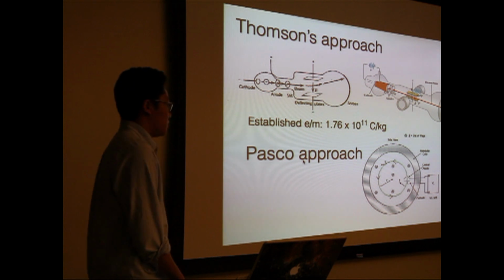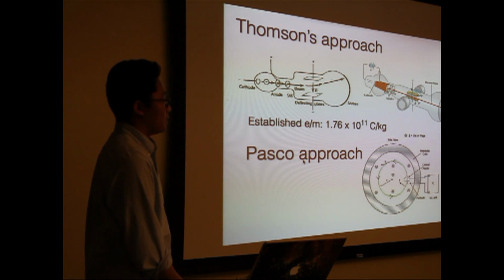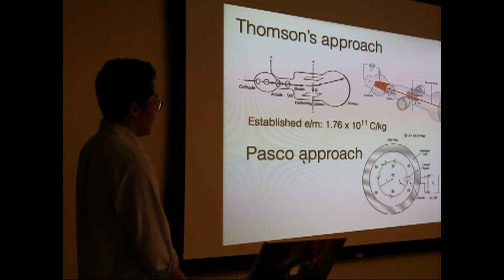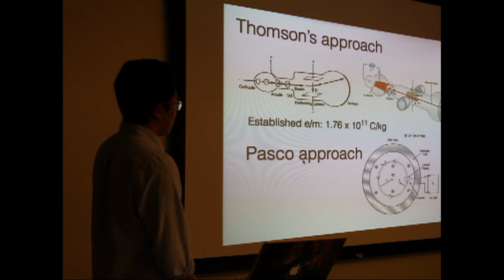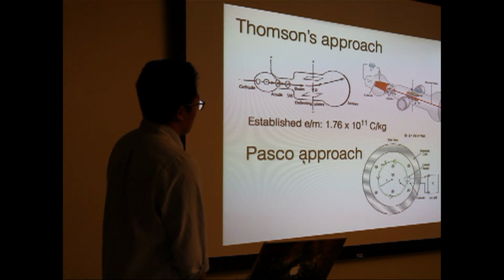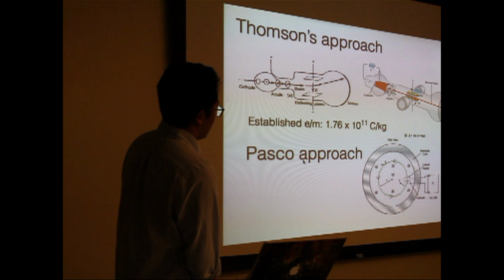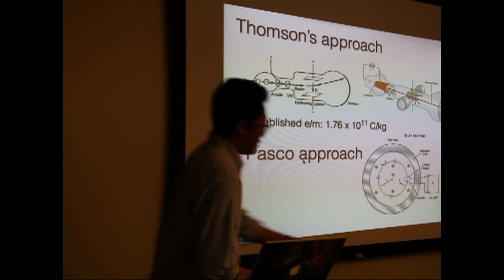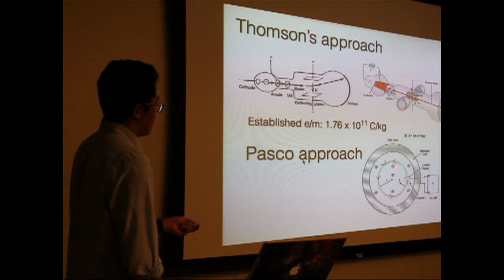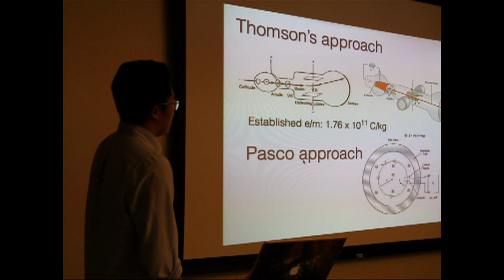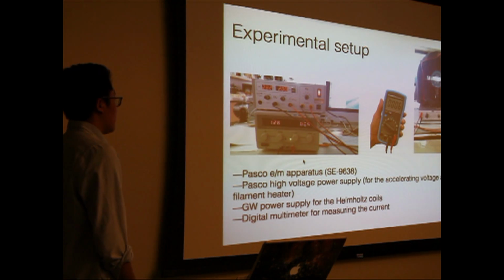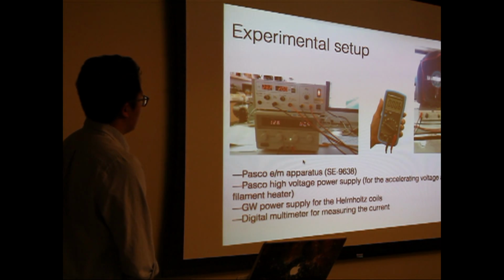In the Pascal approach, which we use to do the experiment today, we use separate magnetic and electric fields so that we can observe a light emission ring. We can measure the radius of the ring in order to get the ratio of e over m. This is the experimental setup for our experiment.